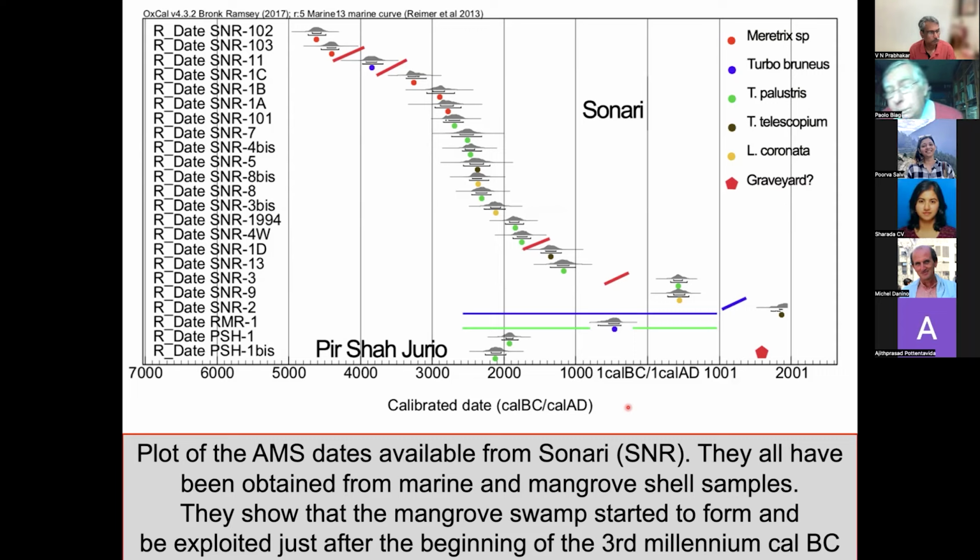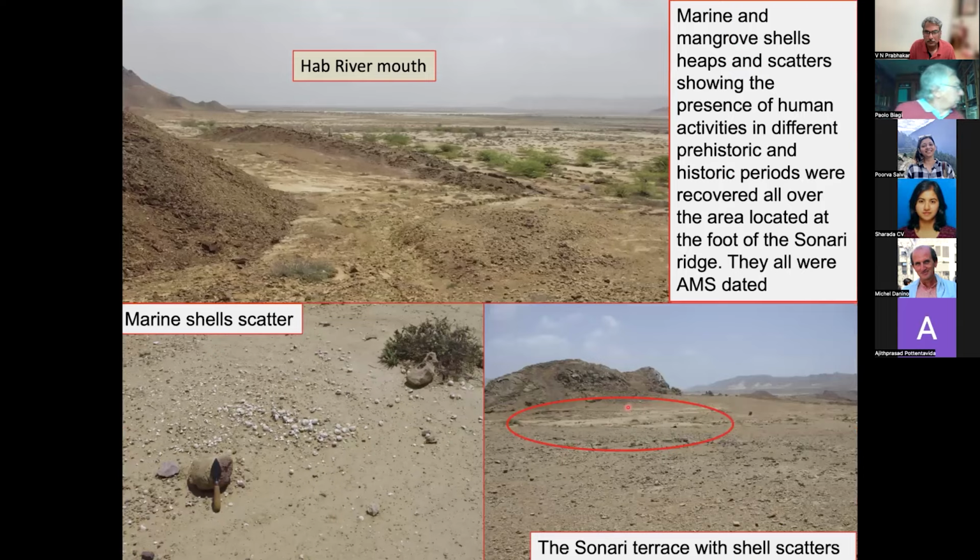Anyway, there were no mangrove swamps before. And then the mangrove swamps continued to develop, but not in a continuous way. They developed and then were interrupted throughout a very, very long period of time. So if we move to Sonari, this is the name of the site, in the next slide I'll show you what the site we found is like.